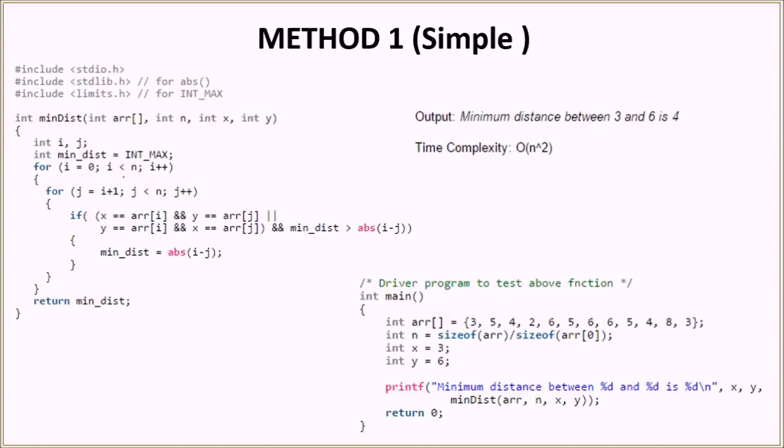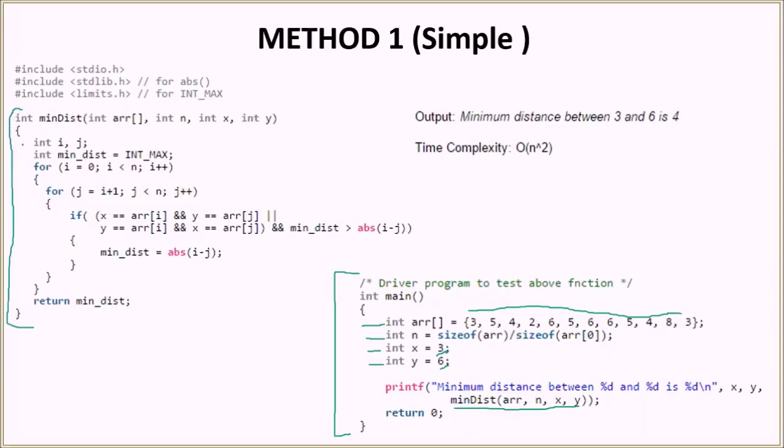Okay, so here we have the driver program. We have the array here. Then we are getting the size of the array. Then we are declaring x and y. So for this array, we are going to find the minimum distance between 3 and 6. So we are calling this function. This is the crux of the algorithm.